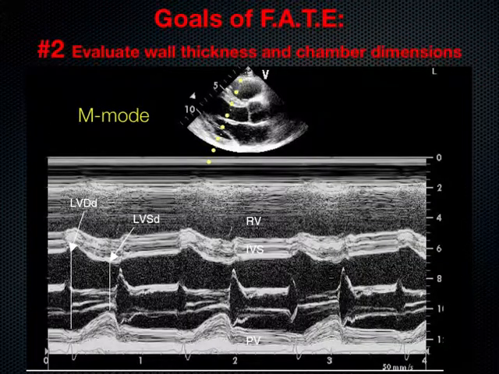Okay, so the second goal of the FATE exam is to evaluate the wall thickness and chamber dimensions, as we've been talking about, and M mode is a nice way to do this. In fact, if we lay an M mode spike right across this parasternal long axis, we can see the interventricular septum here. We can see the mitral valve. We can see the left ventricle, the posterior wall of the left ventricle here. And we can see the whole diameter of the left ventricle if we look closely enough. That's what this M mode tracing is showing. This is the interventricular septum seen here. The area above the interventricular septum, therefore, is the right ventricle.